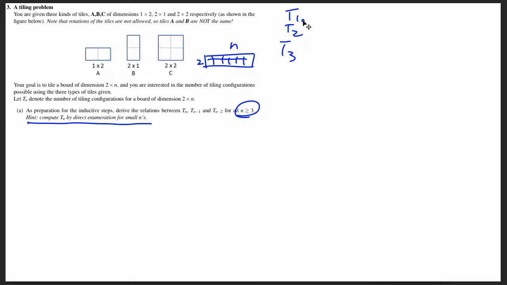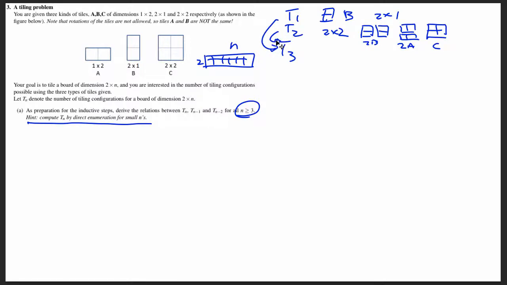So if you have T1, where you have a 2 by 1, this is just tile B, right? And T2, this is the 2 by 2 case. And now we have many possible combinations. We can have 2B, we can have 2A, and we can have the C. So 2B, 2A, or C. Now T3, how do you get from T1 to T3 and then T2 to T3?